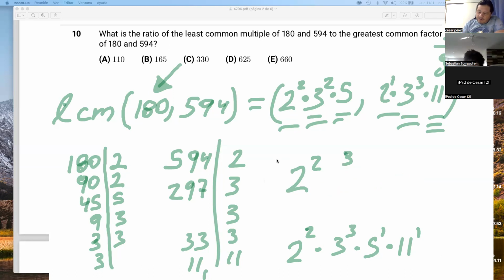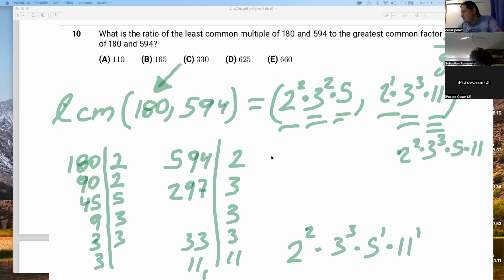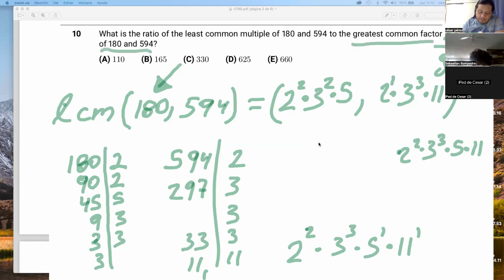So this is the least common multiple. 2 squared, 3 cubed, 5, 11. We can multiply those numbers, but we don't want to do that because maybe we can find some way for answering the problem. Now we are going to find the greatest common factor.